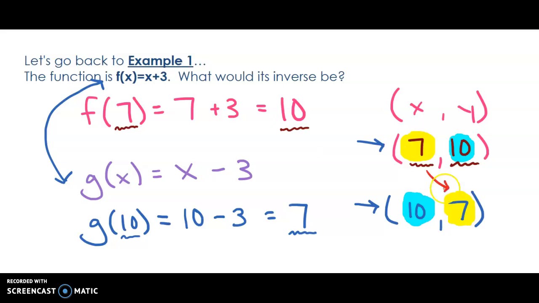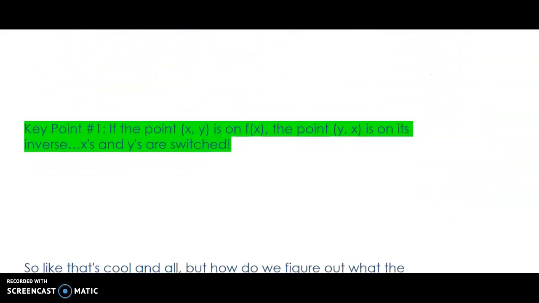In my inverse, that 7 is now an output. It is a y value. Same thing if I'm looking at my 10, which was an output or my y value for my original function, f of x. It now becomes an input or an x value on my inverse function. And that is going to be our first key point when it comes to inverse functions.